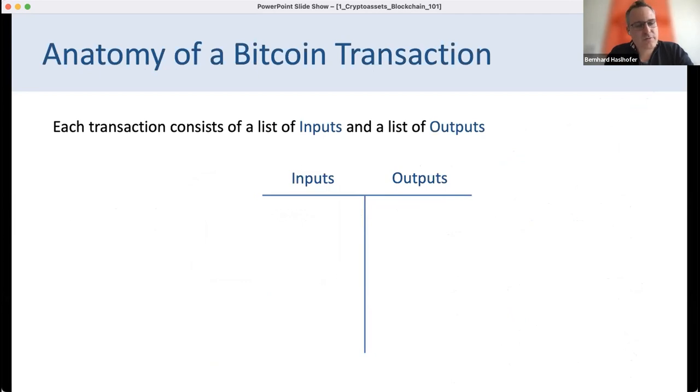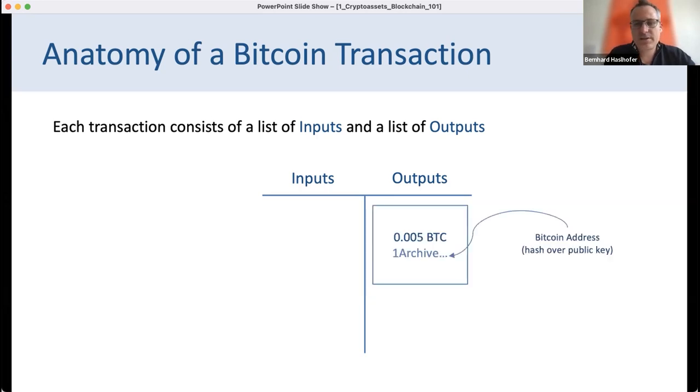And to answer the question before, what UTXO means, we have to understand how a Bitcoin transaction looks like. So I assume you're all familiar with a standard banking transaction. So if you use a bank to send a transaction to your friend, a transaction in the standard banking environment has exactly one source and one target. So the source is you and the target, the destination is your friend. So we have a one-to-one relationship.